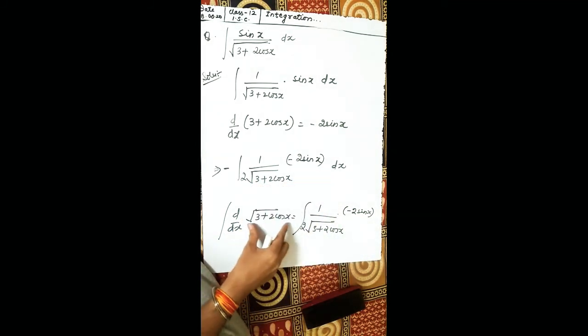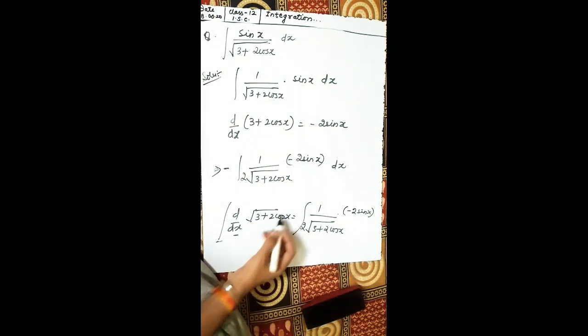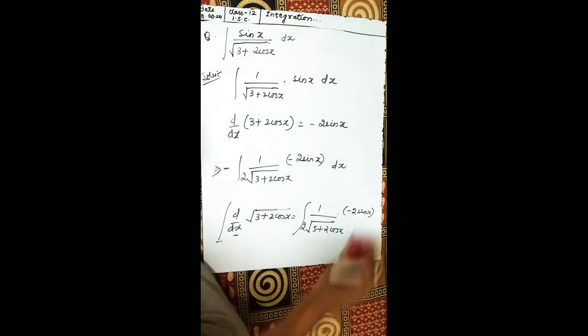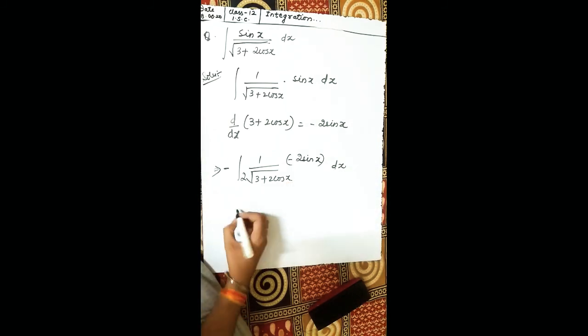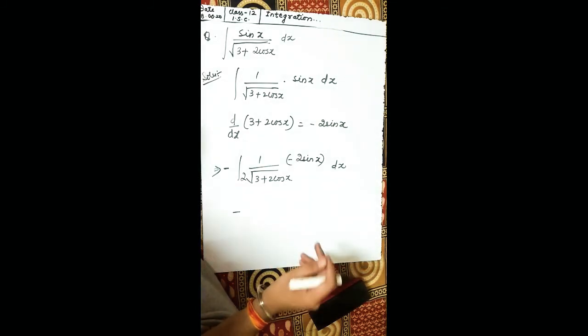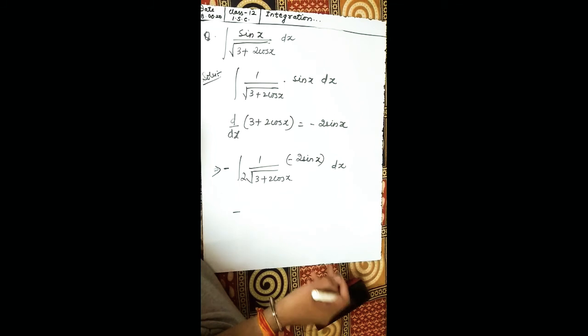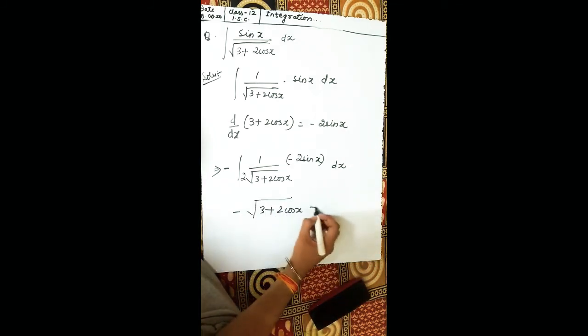So can we directly write, see, this integration and differentiation, they both will balance and we will finally get under root of 3 plus 2 cos x. So what we are trying to do here, our f(x) is under root of 3 plus 2 cos x. So we directly write that this is of the form f(x) to the power 1 into f dash x dx. So directly the answer is this one.